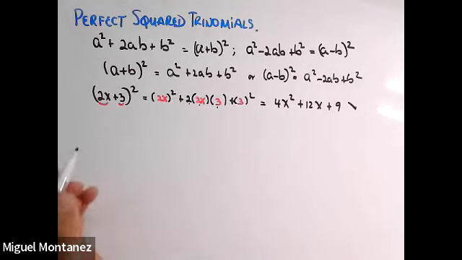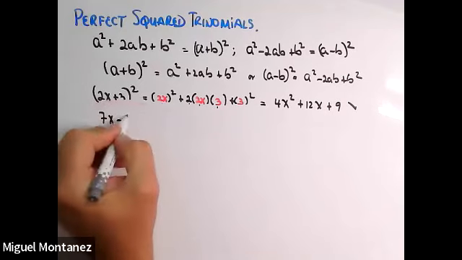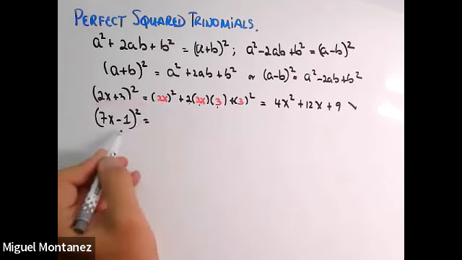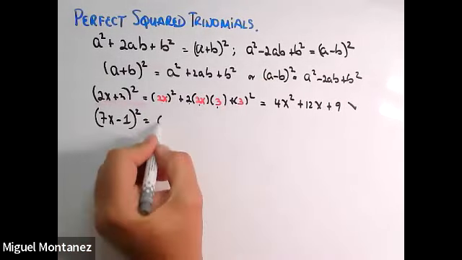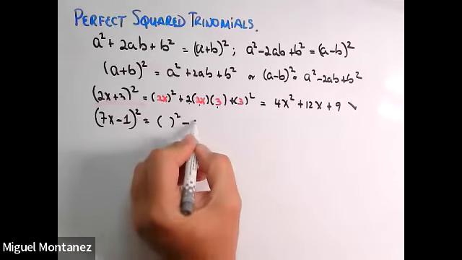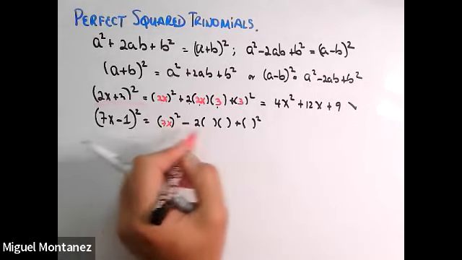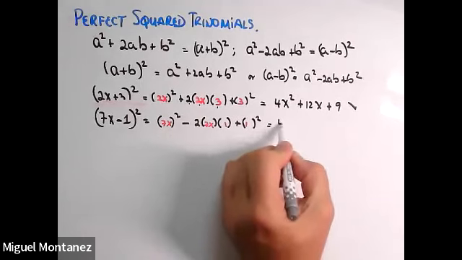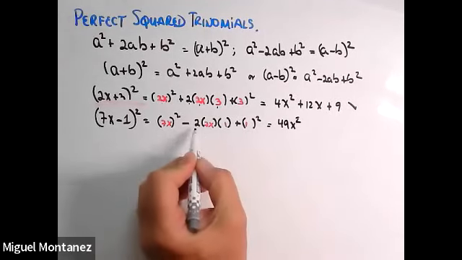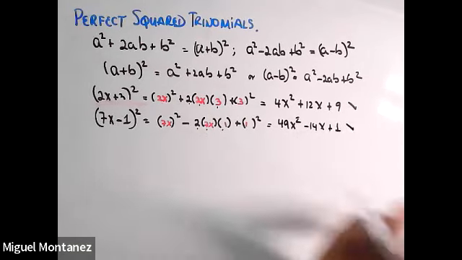Done. If I have (7x minus 1) squared, we can use exactly the same pattern: a squared minus 2ab plus b squared. We substitute 7x and 1. 7x times 7x is 49x squared. 2 times 7 is 14, times 1, negative 14x, plus 1. Done.